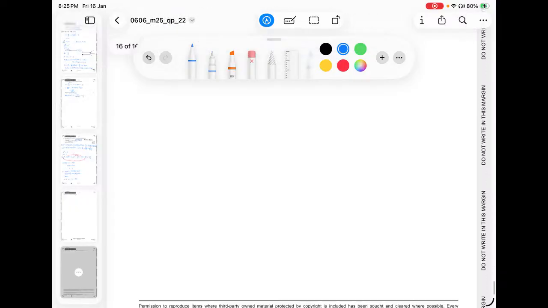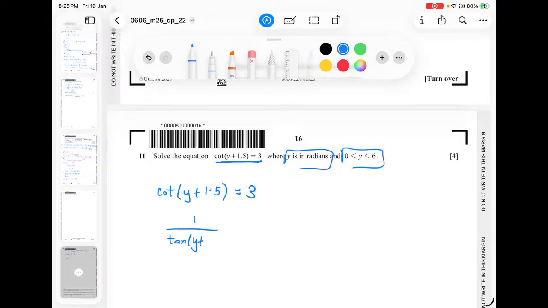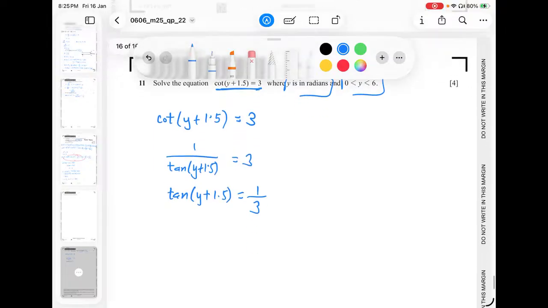Now the last question. Solve the equation given here where y is in radians. So this is a little simple. Just make sure you don't miss this part, that is important. That's the domain of y, so don't miss the domain. Basically, this is 1 over tan of y plus 1.5 equals 3. So now tan of y plus 1.5 is going to be the reciprocal.